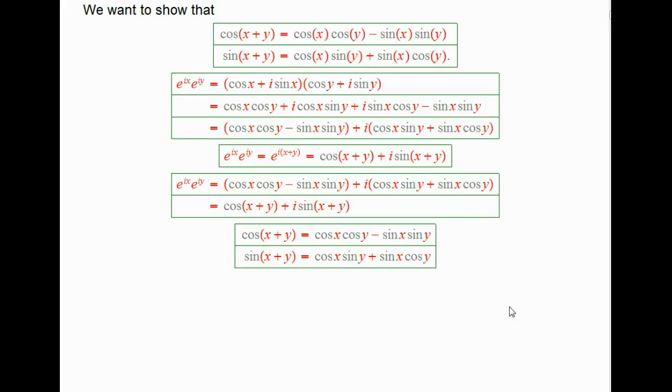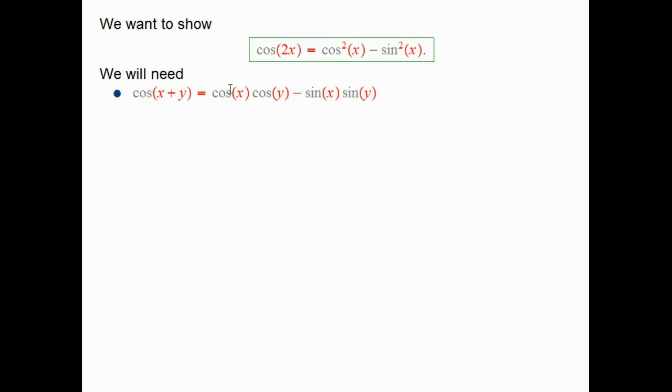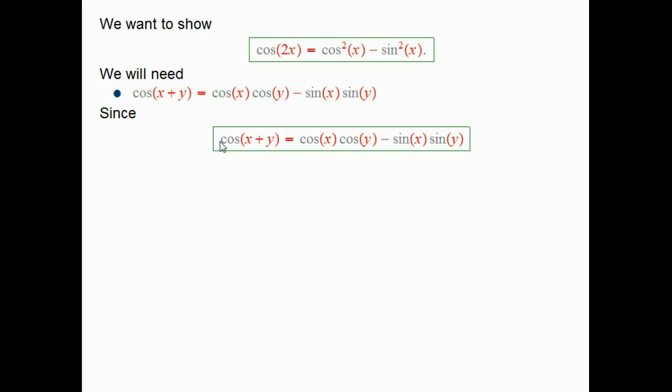Okay, now that we have established the trig identity cosine of x plus y is equal to cosine of x times cosine of y minus sine of x times sine of y, I'll show you how to exploit this trig identity to derive this double angle formula for cosine, namely cosine of 2x is equal to cosine square of x minus sine square of x. All right, so we will use this trig identity again for the cosine function, and then what we're going to do is the following.